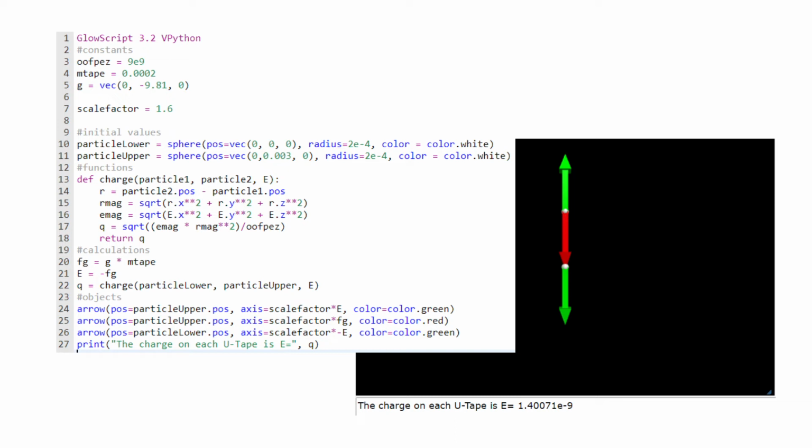And here are our GlowScript calculations, which produce the exact same value for our charge, 1.4 times 10 to the negative 9th. We also see our vectors modeling the electrical force of both tapes modeled as point charges on each other, as well as the gravitational force on that upper charge. And again, we see that they are equal in length and therefore magnitude.